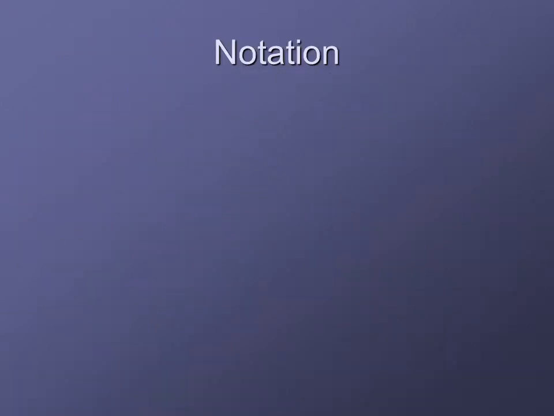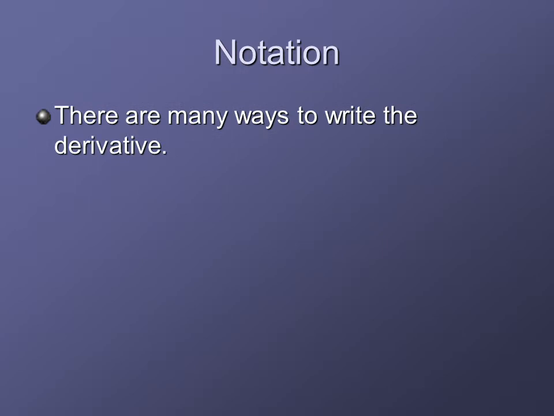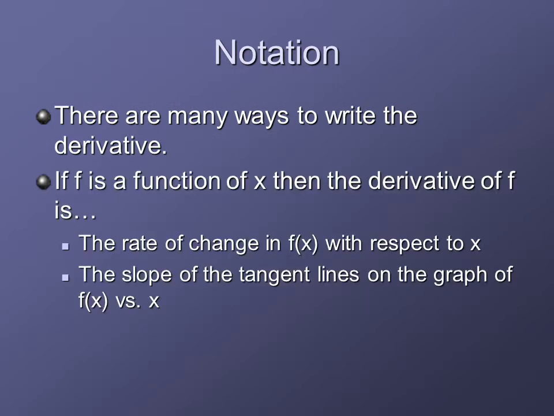Now, just to make life really confusing for people who are just starting to learn calculus, there's a lot of different notation used in calculus. And unfortunately, the videos skip among various notations, and the books skip among various notations, so there's really no way around learning a variety of different notations. So there's many ways to write a derivative. If f is a function of x, then the derivative of f is, first of all, just definition-wise, the rate of change in f of x with respect to x. It is the slope of the tangent lines on the graph of f of x versus x.